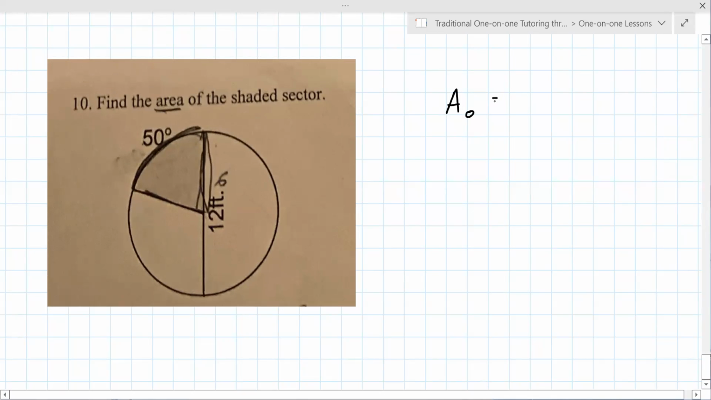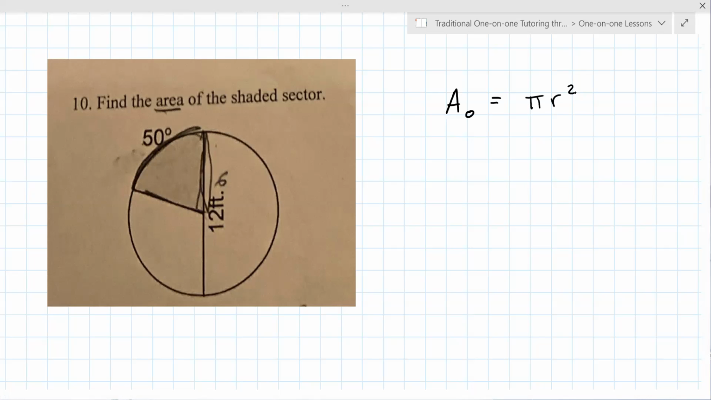What is the area of a circle? What's the formula for that? Sorry, 360? Nope, that's the number of degrees in a circle. We will use that in a moment. Area of a circle, like just any circle? Yes. Pi r squared. Okay.